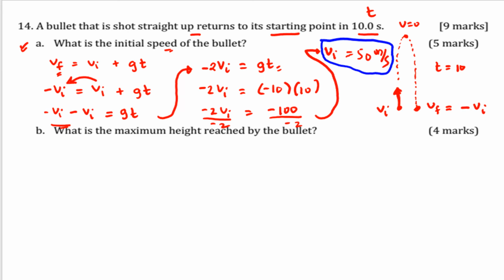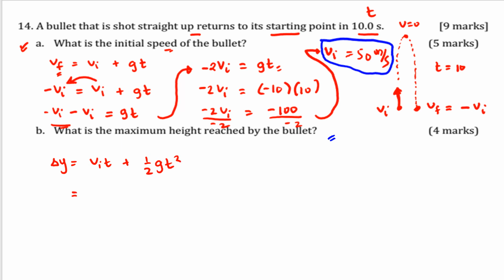What is the maximum height reached by the bullet? Now, for part B, there are many ways to solve this, but let's use the second equation of motion. You could also use the third equation, by the way, but let's use the second equation, which is delta y is equal to vi t plus 1/2 g t squared.